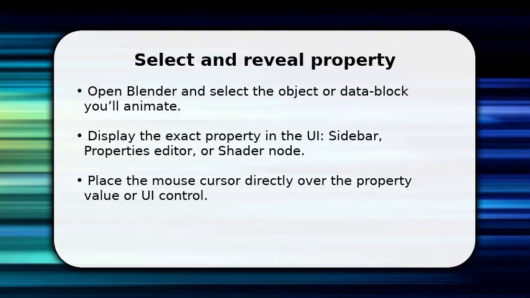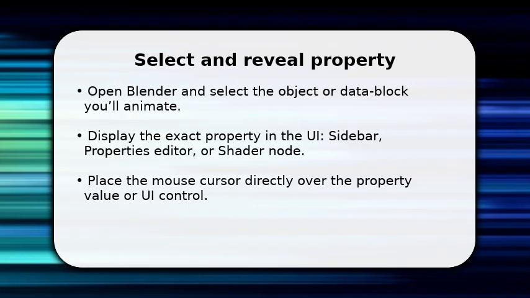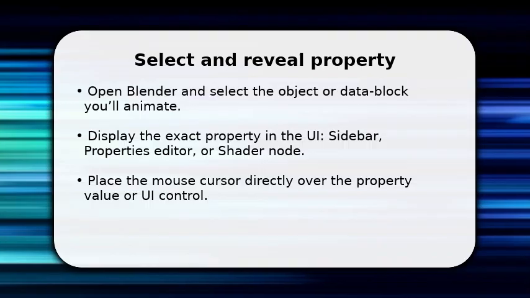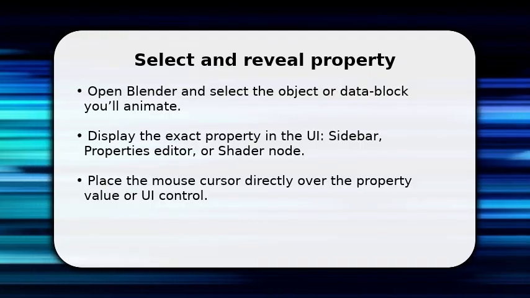You must begin with the property visible and your object selected. Blender only opens the Insert Keyframe menu when the mouse is over a specific UI element. Once the value or control is exposed in the Properties Editor, Sidebar, or Shader Editor, move the cursor to hover precisely over that numeric field, slider, or button. Make sure not to have focus elsewhere.